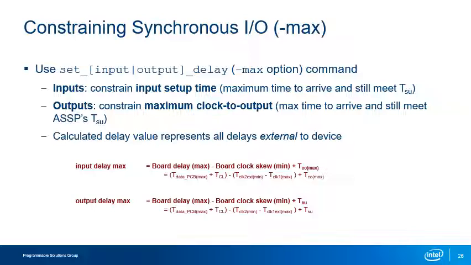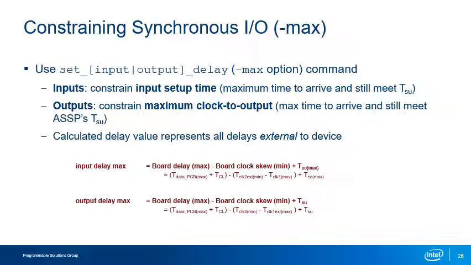On the input side, use a maximum delay constraint to specify the maximum amount of time it can take a signal to arrive and still meet the FPGA's setup time requirement. On the output side, a maximum delay constraint specifies the maximum amount of time available to output a signal and still meet the external device's setup time.